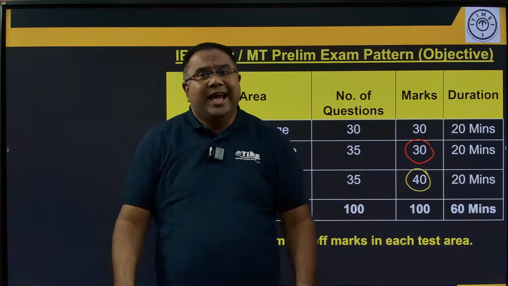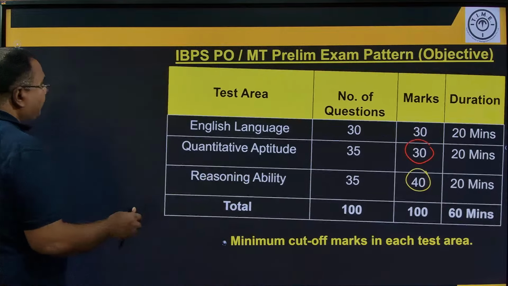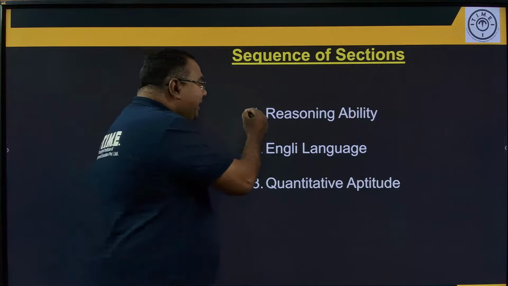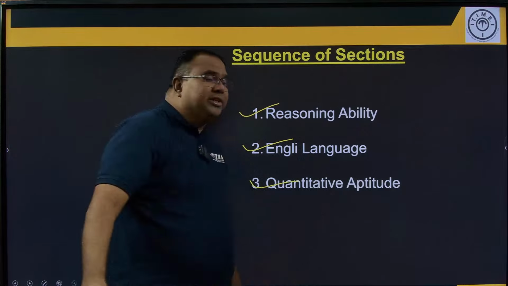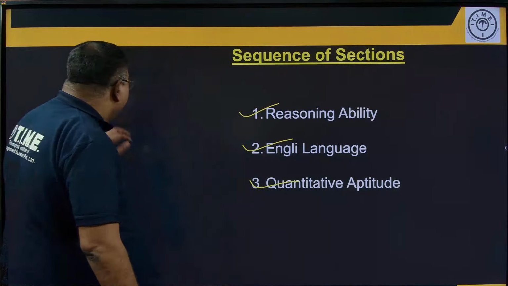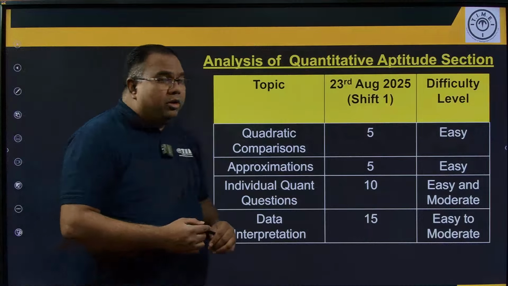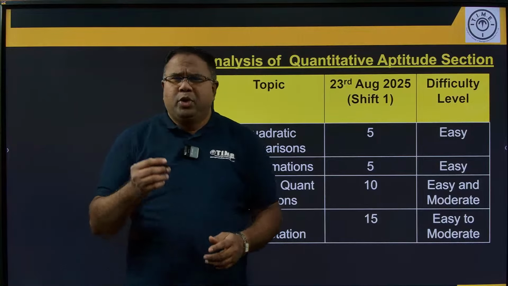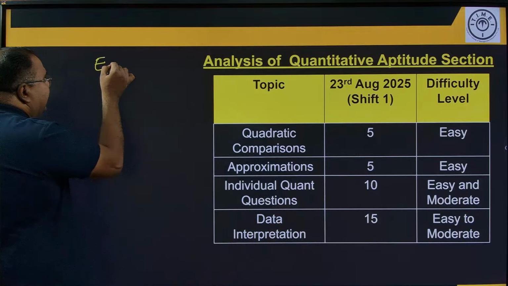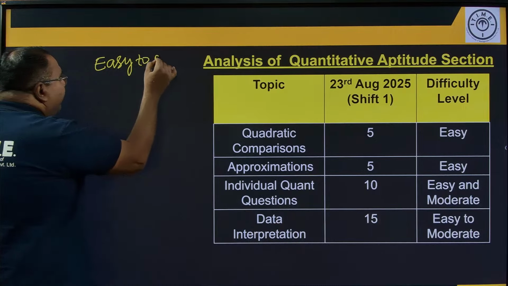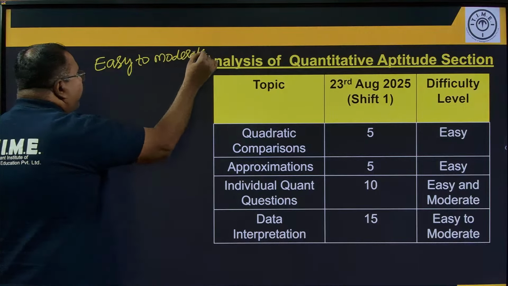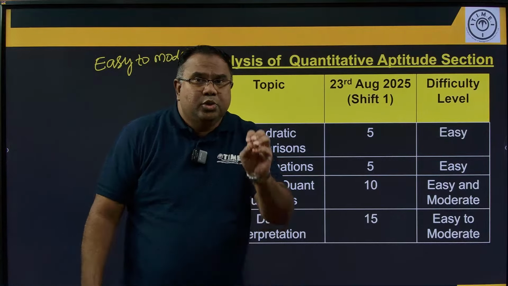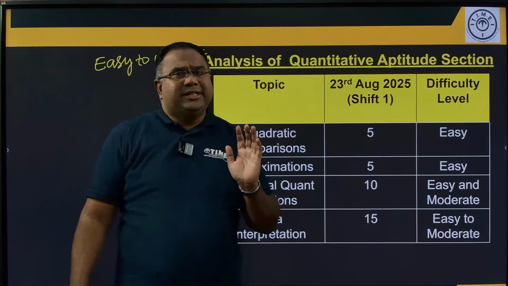Let us move ahead and look at the analysis of the particular examination. If you look at the order of sections that appeared in the exam, it started with reasoning ability, followed by English language, and the last section was quantitative aptitude, right? So we will take up the analysis of each of these sections. First we will look at the analysis of quantitative aptitude. Overall the section can be rated as easy to moderate. You can see no new question types, no new models. So it is similar to your previous year papers.